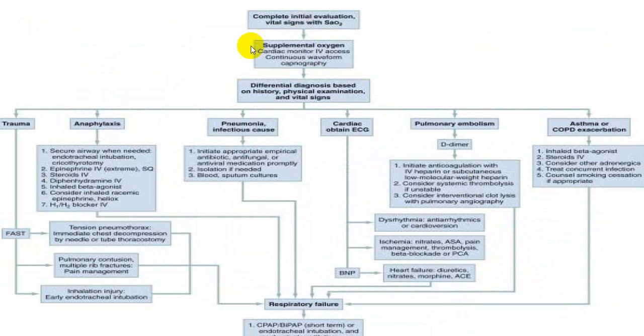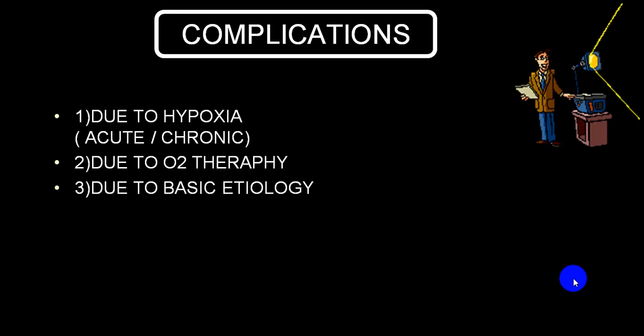traumatic, what you do in anaphylaxis, what you do in pneumonia, then after getting an ECG, pulmonary embolism, acute exacerbation of COPD or acute exacerbation of asthma, those groups. By and large, the common complication is because of hypoxia, which can be acute or chronic. We have done it in detail in the chapter on hypoxia. So you can go through those.